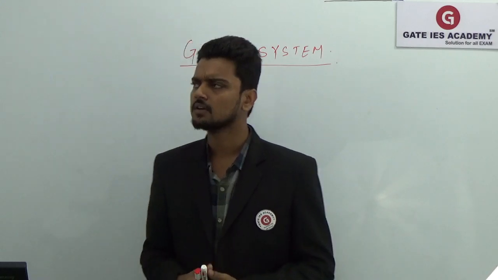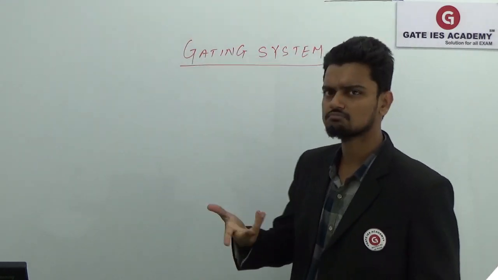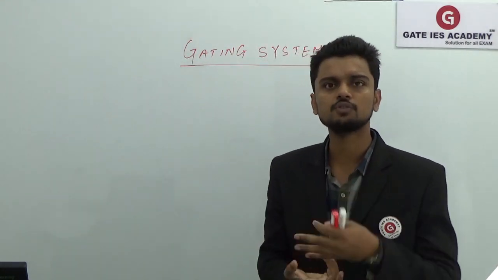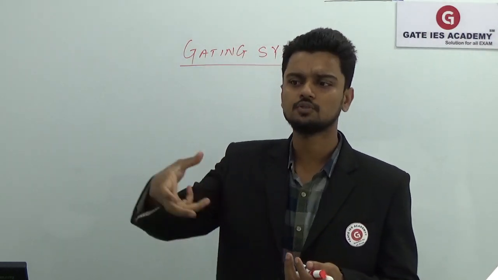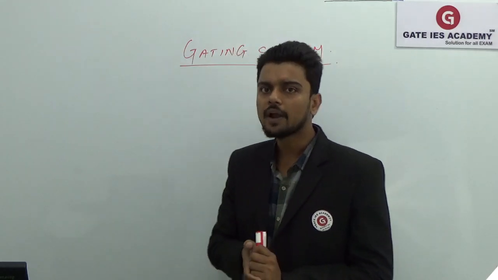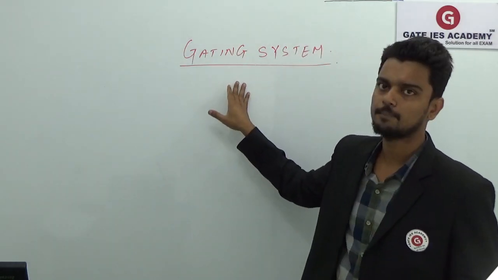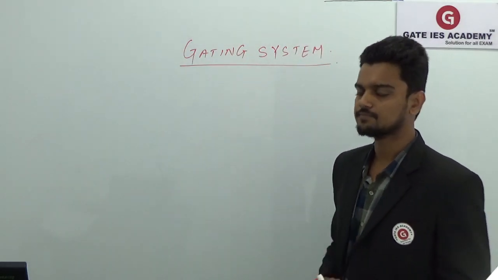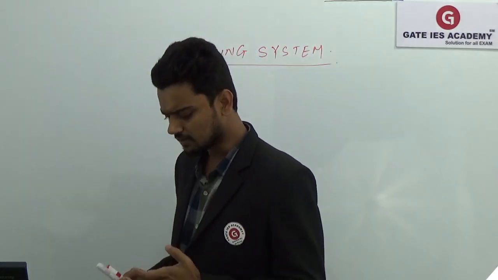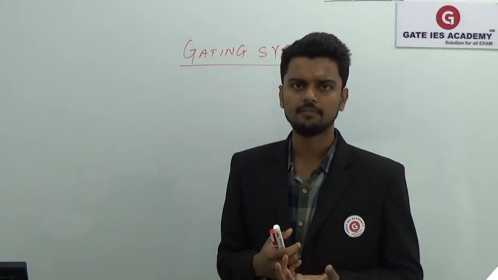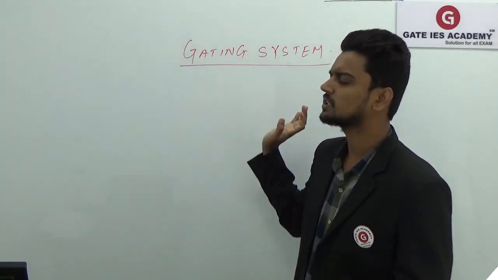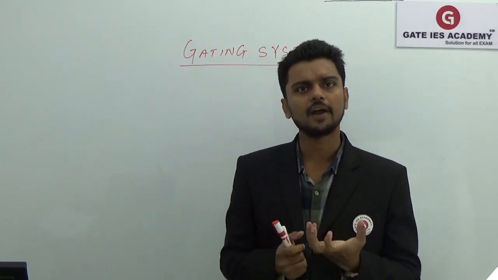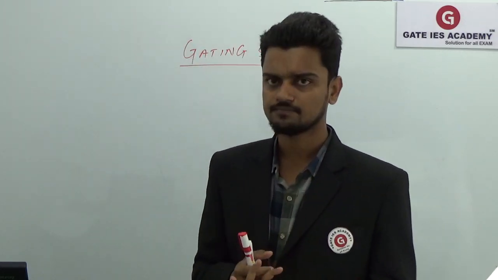Now, the first thing is, why do we use this gating system? We can directly pour that molten metal into the cavity, isn't it? We have the cavity, we can directly pour this molten metal by using that ladle. Why do we need this gating system? See, if we have the mold cavity and we are directly pouring the molten metal into the cavity without using this gating system, what will happen? You will get some defect in your casting.